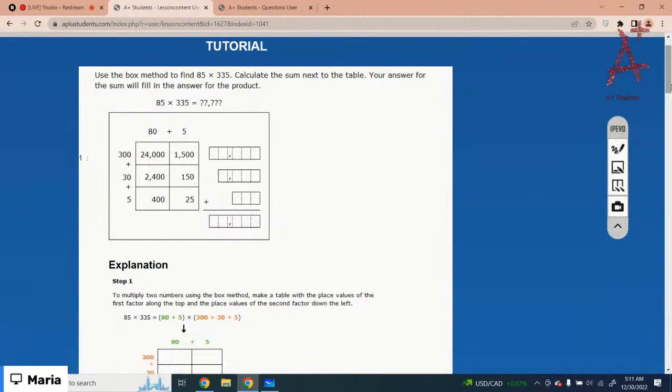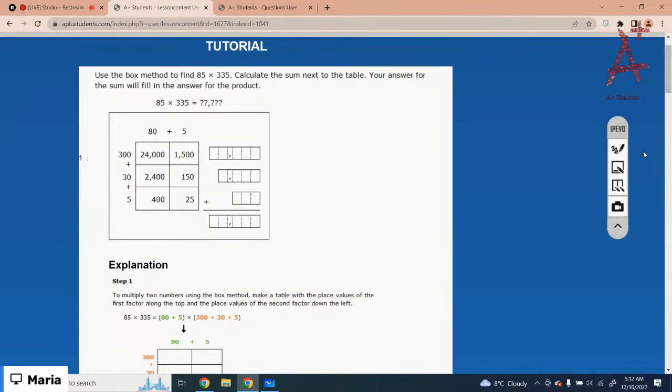Use the box method to find 85 times 335. Calculate the sum next to the table. Your answers for the sum will fill the answer for the product. Okay, you have to do 85 times 335. So you have to write the numbers as their place value.